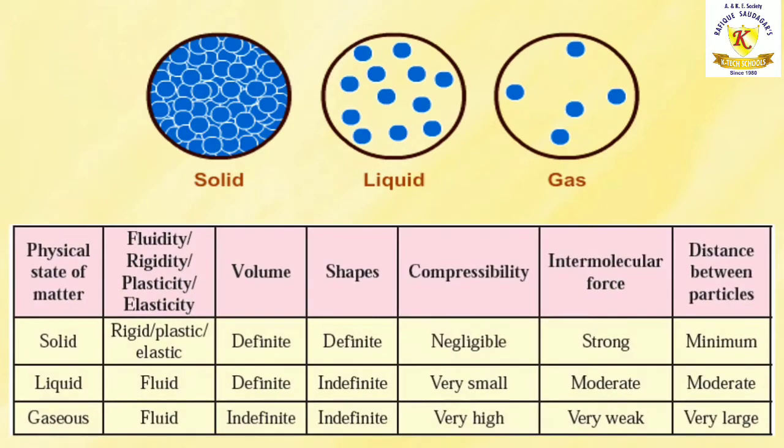Now children, on page number 40 we have this table given where it shows the characteristics of states of matter. First one is the physical state of matter, where we have solid, liquid and gases. So the different properties are fluidity, rigidity, plasticity or elasticity. Second is volume, shape, compressibility, intermolecular force and distance between particles. So first we will see about solid. So they are rigid, plastic or elastic. Rigid means they are firm. Now their volume is also definite and they also have a definite shape.